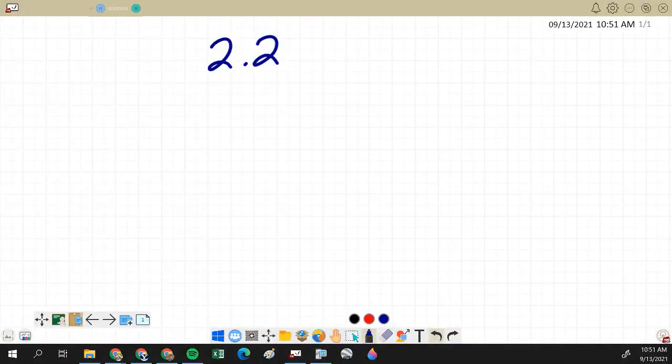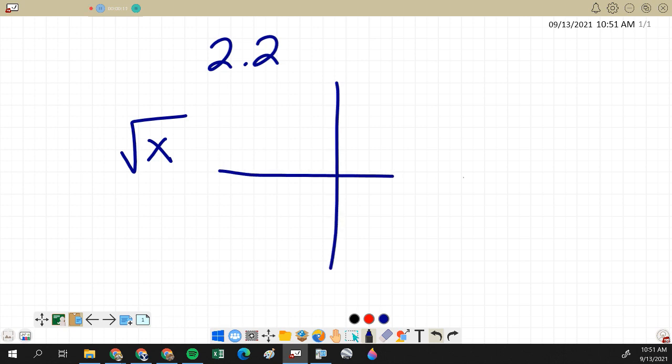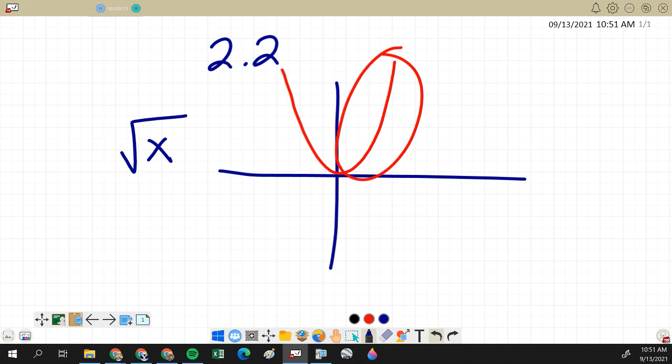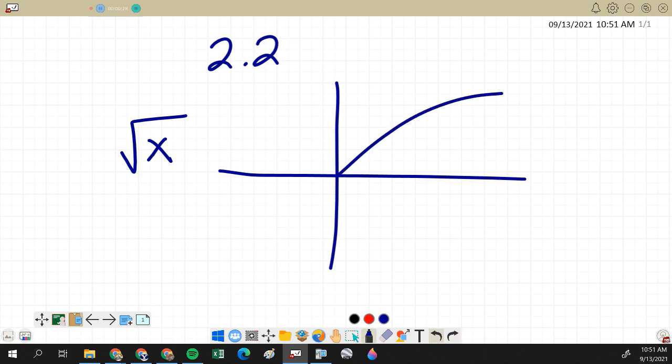In 2.2, we're going to be translating a couple different functions. The first is the square root of x. The square root of x is actually the same shape as half of a parabola. It's just been turned sideways. So that is a parabola. If we were to focus on half of it and turn it on its side, that is a square root graph. And then if you graphed the other side of it, you would end up with a parabola.